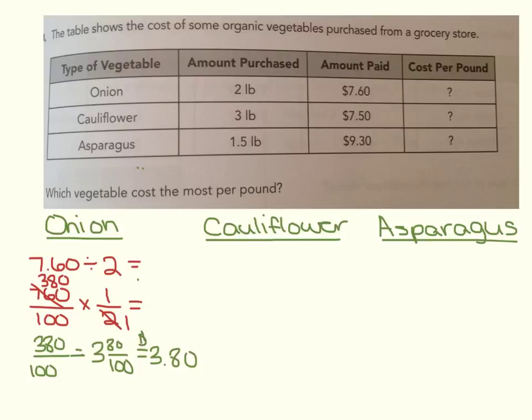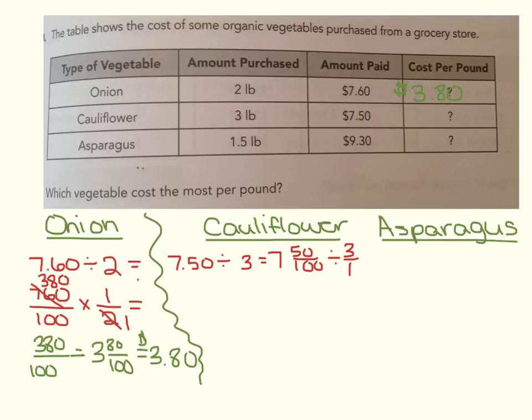So fill in our chart. The onions cost $3.80 per pound. Now we have our cauliflower. It says for 3 pounds you pay a total of $7.50. So you take the total amount paid, divide it by how much you bought, which would be 750 over 100, divided by 3 over 1.